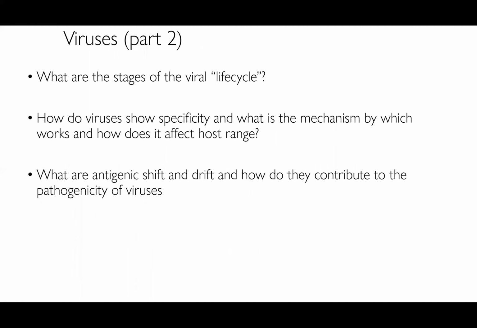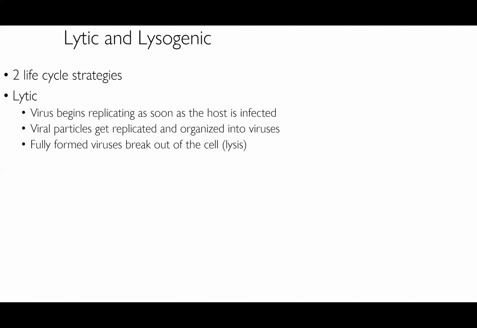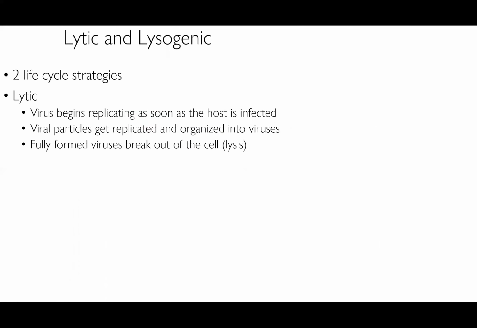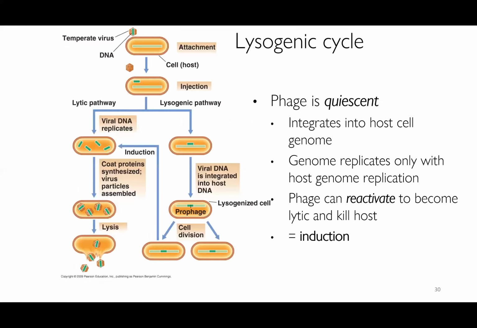Part two of viruses, we're going to be looking at what the stages of the viral life cycle are, how viruses show specificity, what the mechanism is by which it works and how it affects the host range, and what antigenic shift and drift are, and how they contribute to the pathogenicity of viruses. That was a lot. This was originally designed to be over 2 lectures, so I'll just skip these few slides.